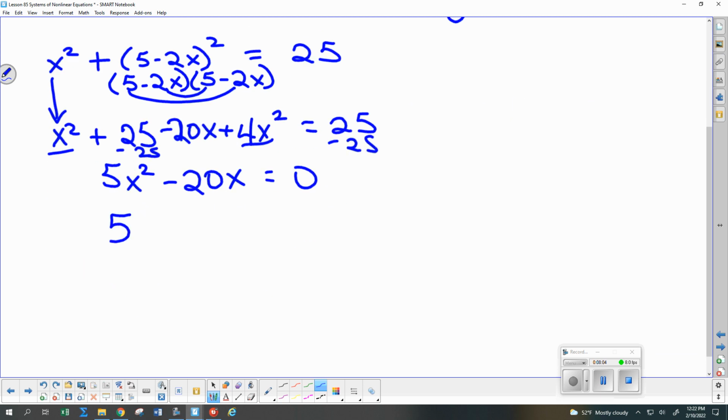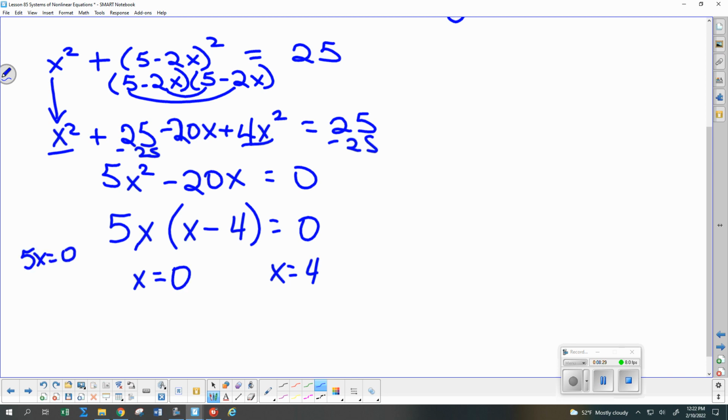So everybody good with, hey, if we can factor, we always want to look for a GCF first. 5x, and that leaves us x minus 4. What do you think? Is that easier than quadratic formula? So what solutions do I have now? Ada? And? 5x is 0, gives us x is 0. X minus 4 is 0, gives us x is 4.